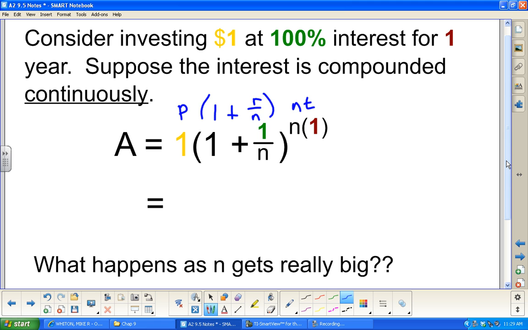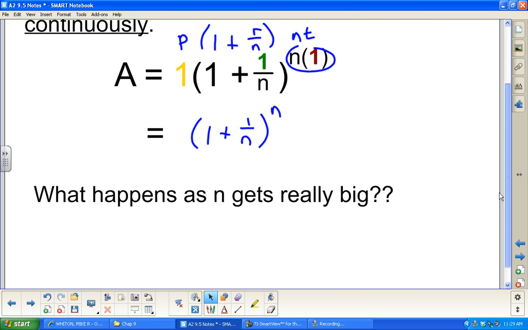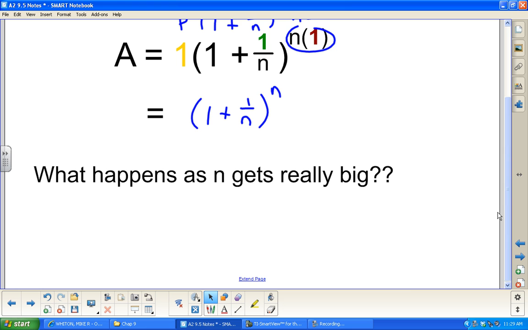So let's think about this. Let me do a little simplifying in here first. This is a 1 on the outside: 1 plus 1 over n, to the n power. Technically we would not need to write this 1 out here if you multiply by 1. So my question is, what happens to that expression as the n value gets really big? If I just keep putting bigger and bigger numbers in here, what would this thing equal? Let's think about that.